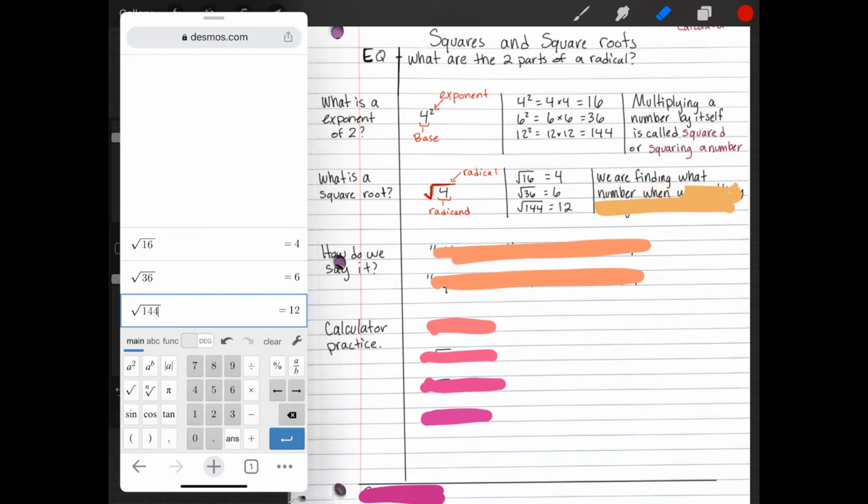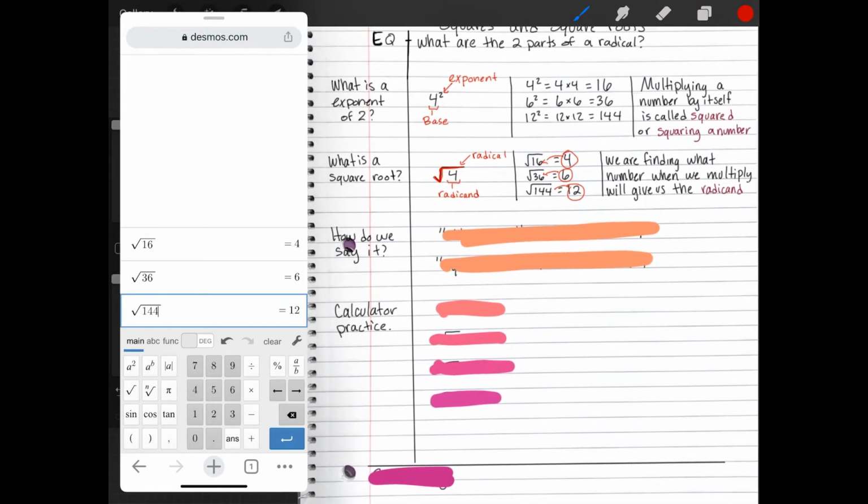All right. Let's see what we are doing with the square root. We are finding what number, when we multiply, will give us the radicand. If we look at these examples, 4 multiplied by itself gives 16, 6 multiplied by itself gives 36, and the same for 12, we get 144. So the exponent of 2 and square roots are kind of opposite to each other, kind of like division is opposite to multiplication. All right. So how do we say it?